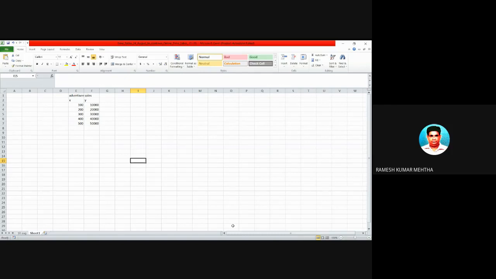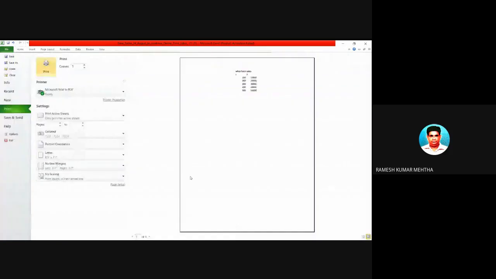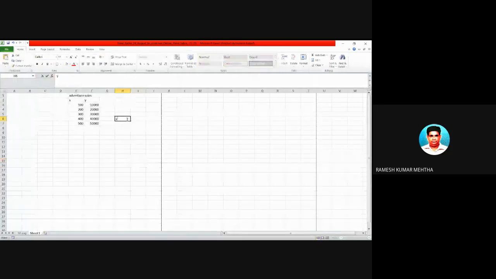First and foremost, we are going to find out the equation. We are going to find out y is equal to a plus bx. That is the regression equation which we are going to find.